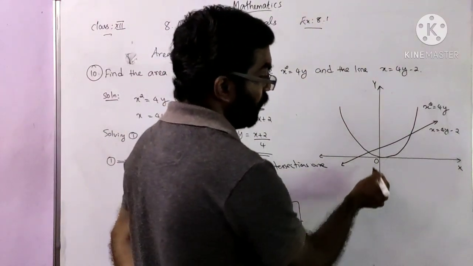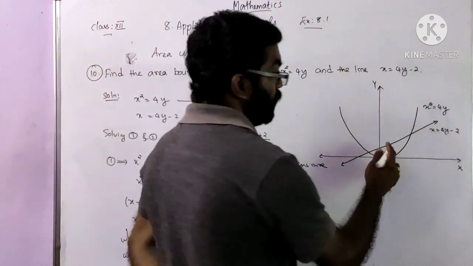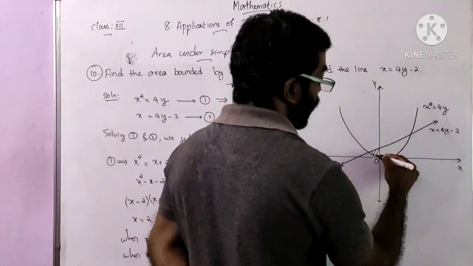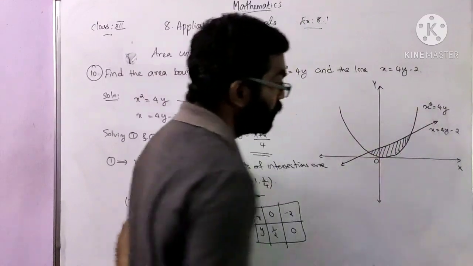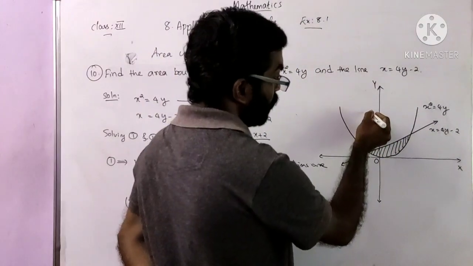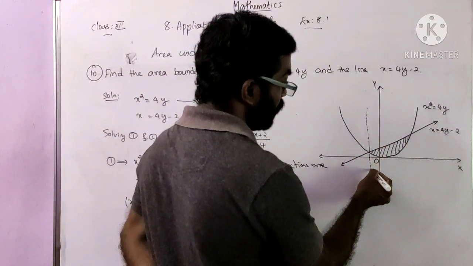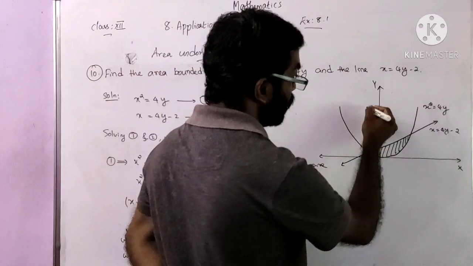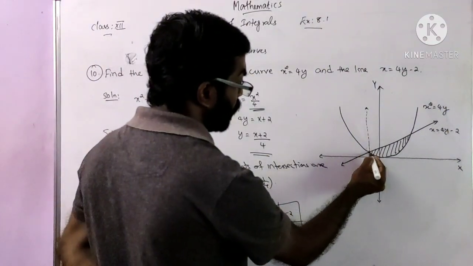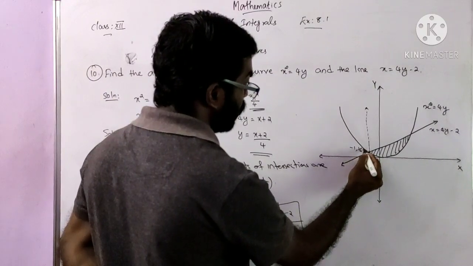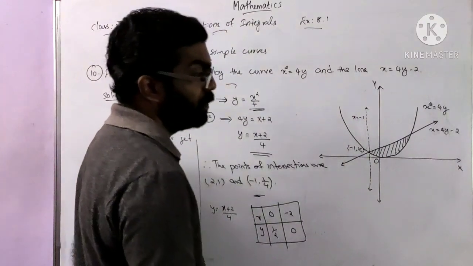So we have to find the area bounded by this curve and the line. That means this shaded portion. Okay, we can draw a straight line through the point of intersection. Here this point is minus 1 comma 1 by 4. So what we can write is x equal to minus 1.